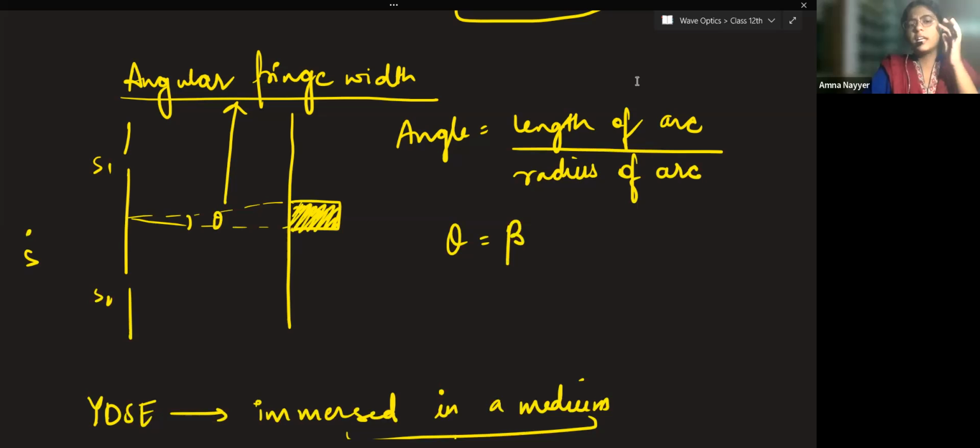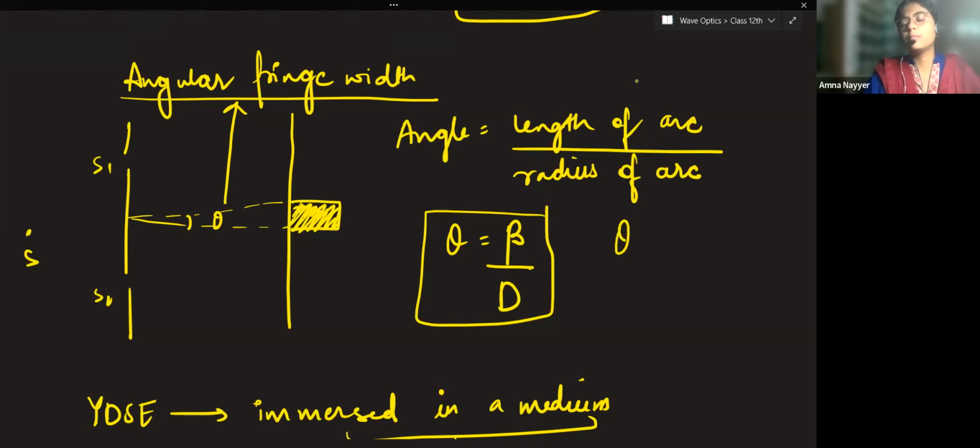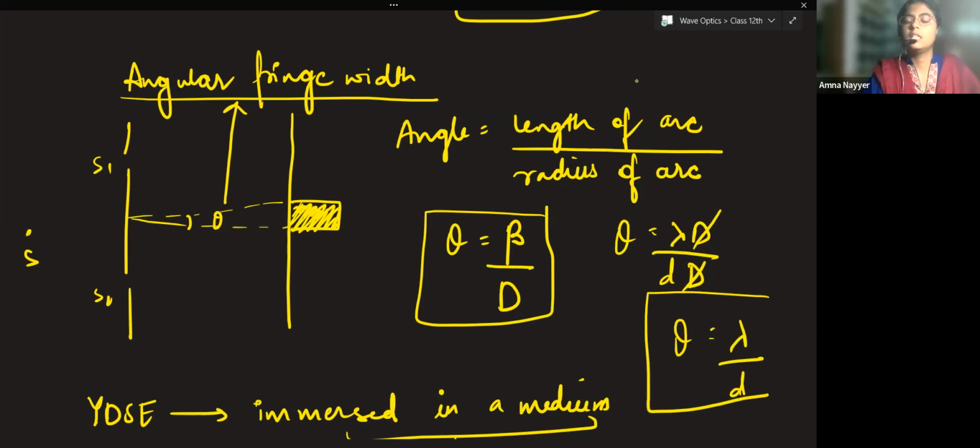The length of arc is what basically? The separation between the fringes, that also you can take. So beta by capital D is the formula for this. So even you can use this, or if you want, you can put theta as beta's formula, lambda capital D by small d. And here you have capital D. So theta's another formula is lambda by small d. This is also one important formula. Both are important formulas. All these that we are doing, all these are important.